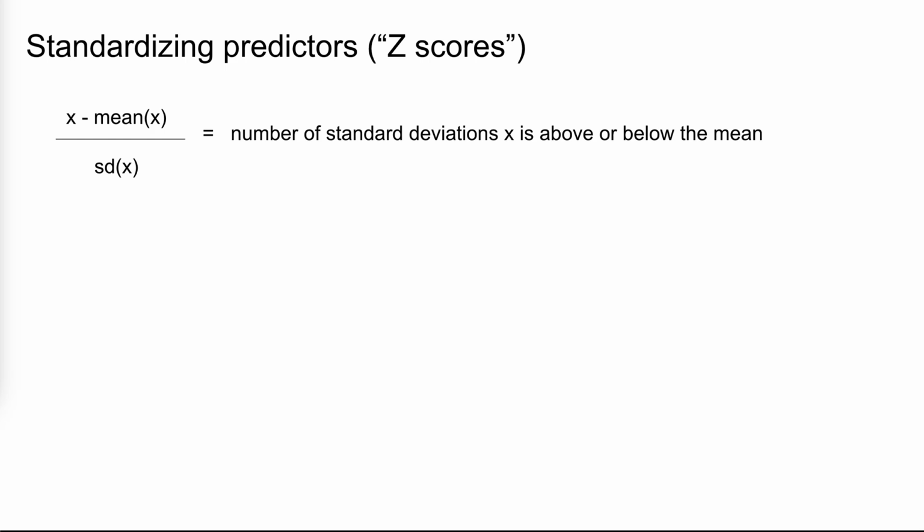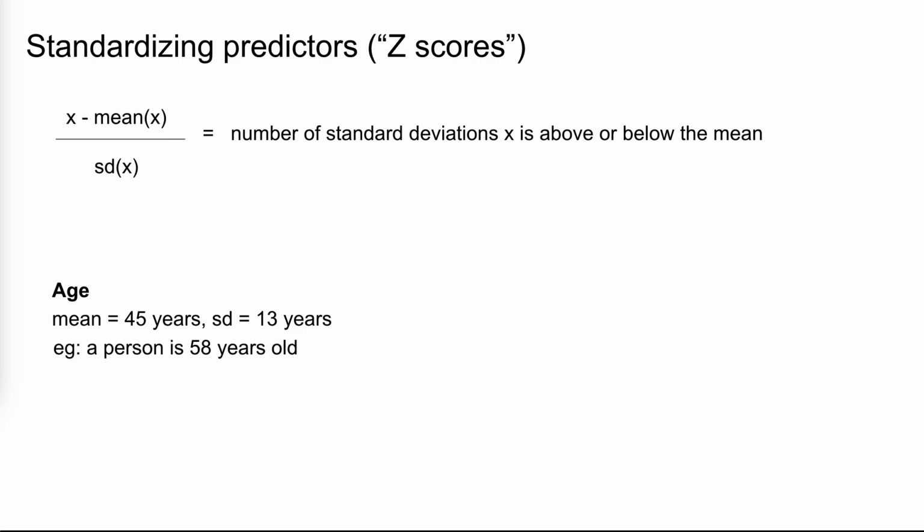Examples help. Let's start with the age predictor. The ages of subjects in our sample vary around a mean of 45 years with a standard deviation of 13 years. For example, consider a 58-year-old. Standardizing their age will help assess whether 58 is big or small. To this end, if we subtract a mean age of 45 and then divide by the standard deviation of 13, we're left with 1. That is, a 58-year-old falls 1 standard deviation above the mean age.